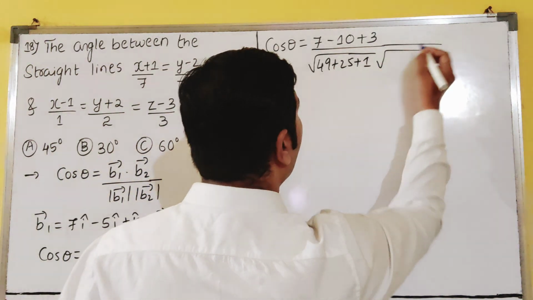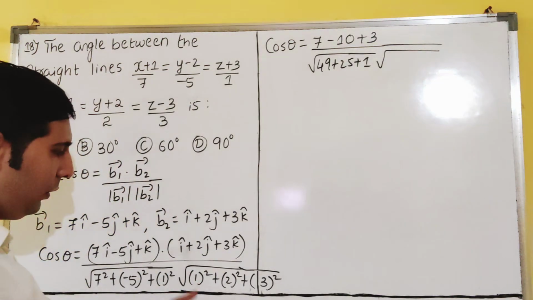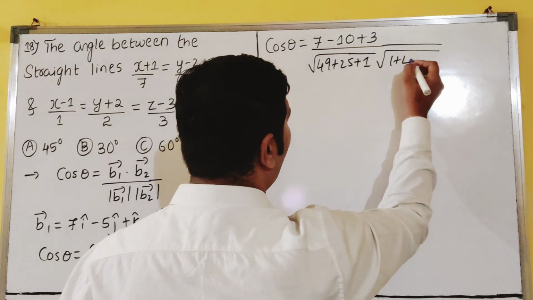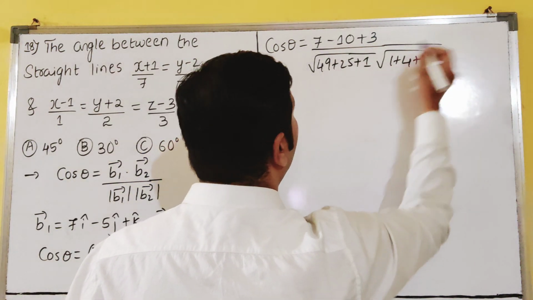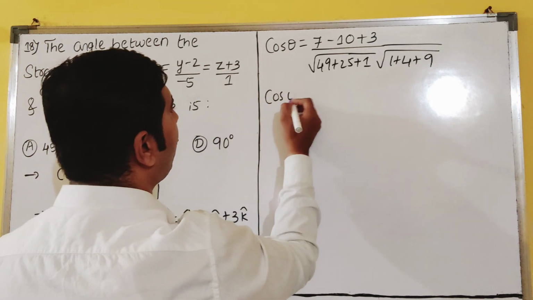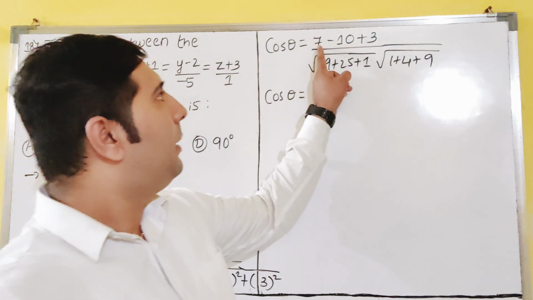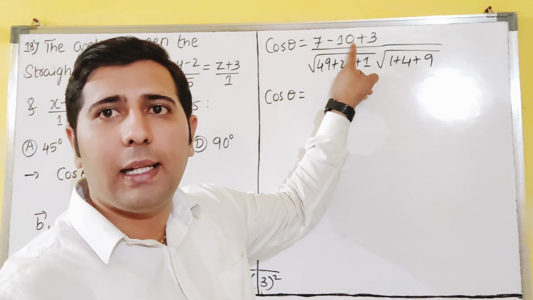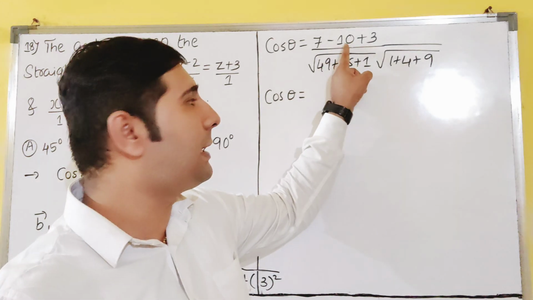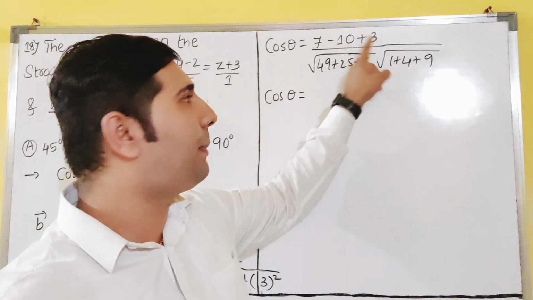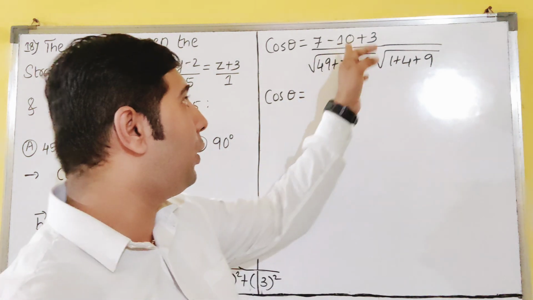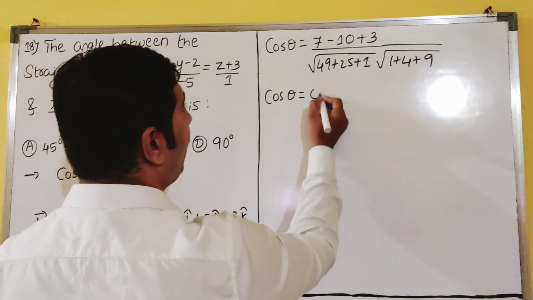Actually we have got the answer already, but still I will show you. 1 square plus 4 plus 9. So how much did you get above the numerator? You can see 7 minus 10 is minus 3, minus 3 plus 3 is 0. 0 divided by anything is 0 only, dear students.